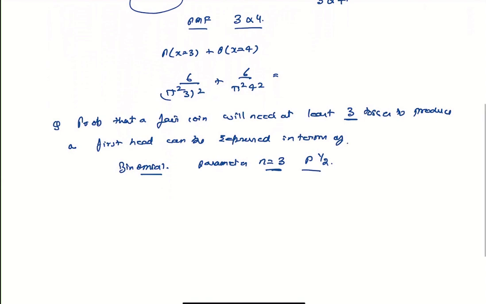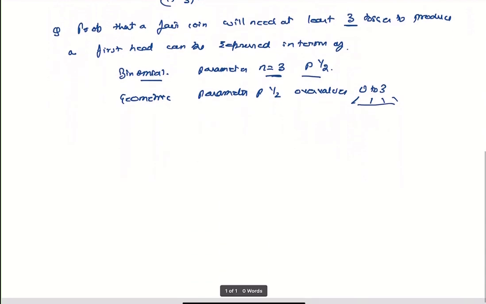And it can also be expressed in geometric, where the parameter is still half, over values 0 to 3. So calculate for 0, 1, 2 and 3, and then you can add them up.